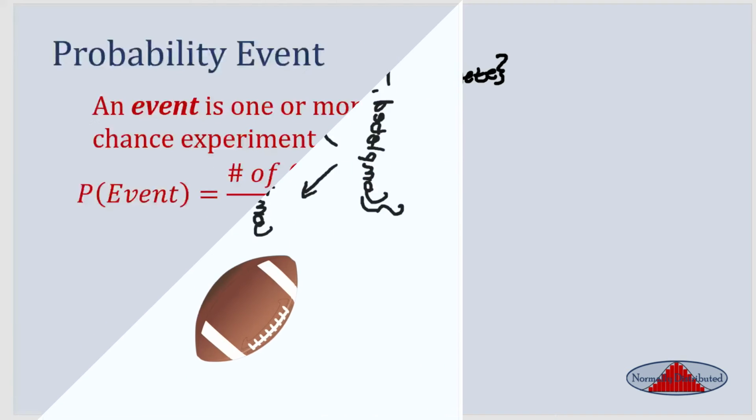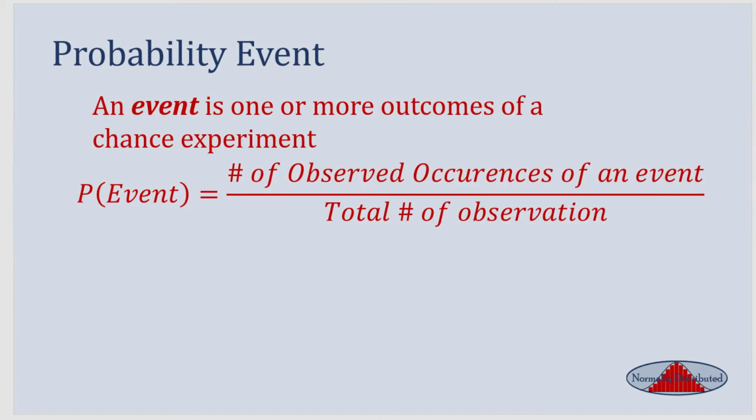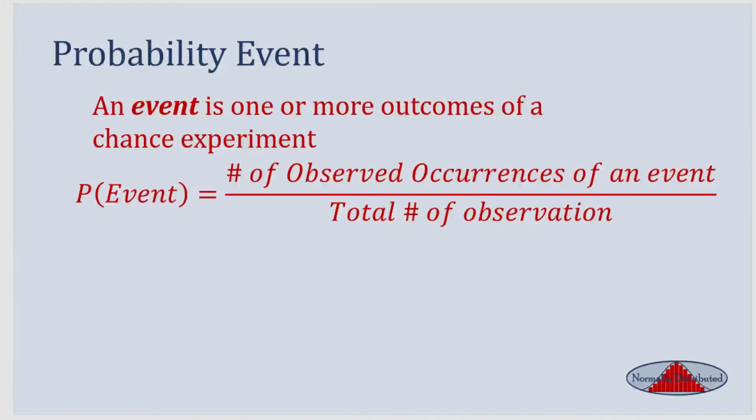So another word that you'll hear a lot in probability is called an event. And the definition of event is that it is one or more outcomes of a chance experiment. Now, going back to our football, another word that you'll hear a lot in probability is an event, and that is something that we do need to define. Now, an event is one or more outcomes of a chance experiment. So, going back to our passing example, our quarterback example here, in our sample space, we have a number of things.